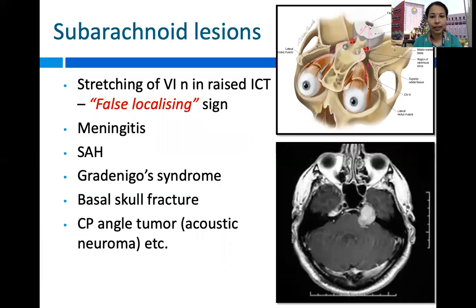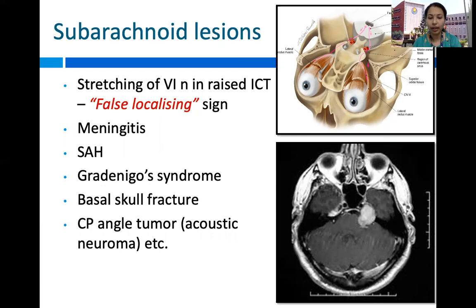Like for example, when there is a raised intracranial tension, there can be stretching of the sixth cranial nerve on both sides, leading to bilateral sixth nerve palsy. And this is known as false localizing sign because the lesion is not at the level of this subarachnoid space, but the tumor can be somewhere else, which is giving rise to a raised intracranial tension. So you get this bilateral sixth nerve palsy also in meningitis, subarachnoid hemorrhage, or when there is petrositis in middle ear infection.